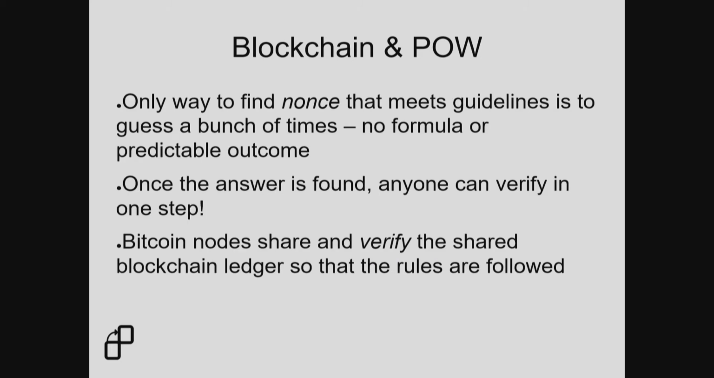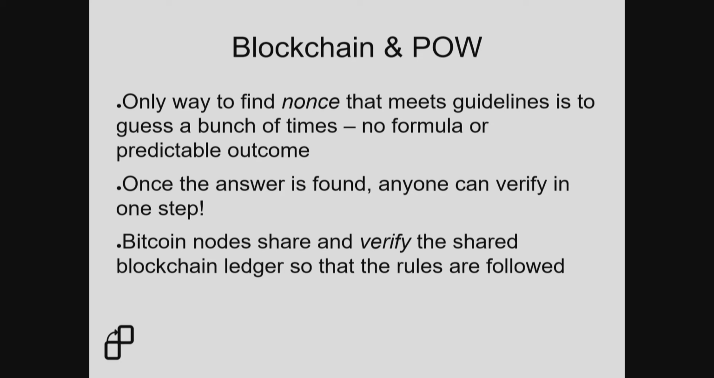So the only way to find a nonce value that will meet the guidelines of the proof of work security challenge is to guess a bunch of times. And in Bitcoin, it means guessing really a lot of times. There's no formula or predictable outcome that can help a miner find the proof of work solution. It's all raw computing power and guessing.